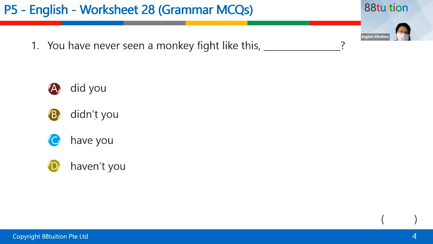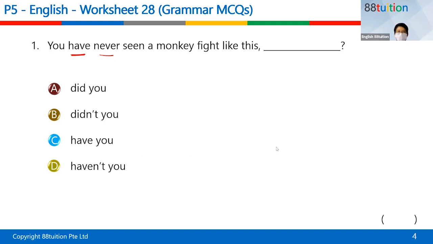So it's just more of revision for you. Okay, hold on, let me go through it now with you. You have never seen a monkey fight like this. So the word is have, right? One positive and one negative. So you have never seen a monkey fight like this. Have you? Haven't you? Did you? Didn't you? Most of you wrote down the answer C. Have never seen, so this would be equivalent to not, isn't it?